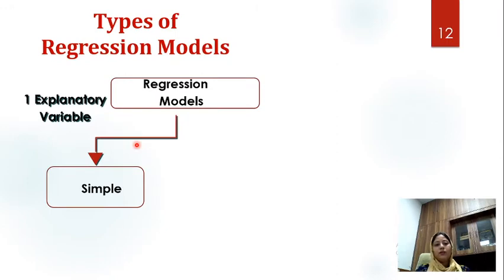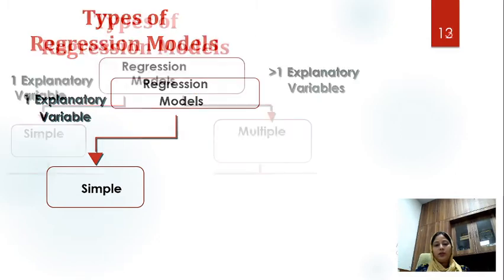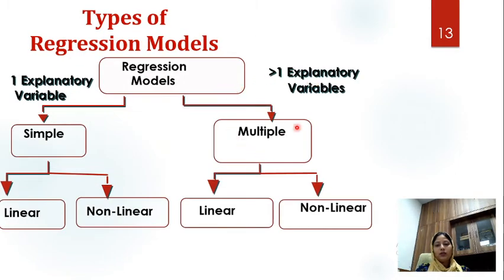Now, types of regression models, depending upon the number of explanatory variables. If there is only one explanatory variable, then the regression model is called simple. And if there is more than one explanatory variable, then the regression model is called multiple. Now, depending upon the relationship of the parameters, whether the parameters are linear or quadratic and so on and so forth, you have the simple linear regression model. Similarly, non-linear: when the parameter to be estimated is not linear, then this becomes a non-linear simple regression model.